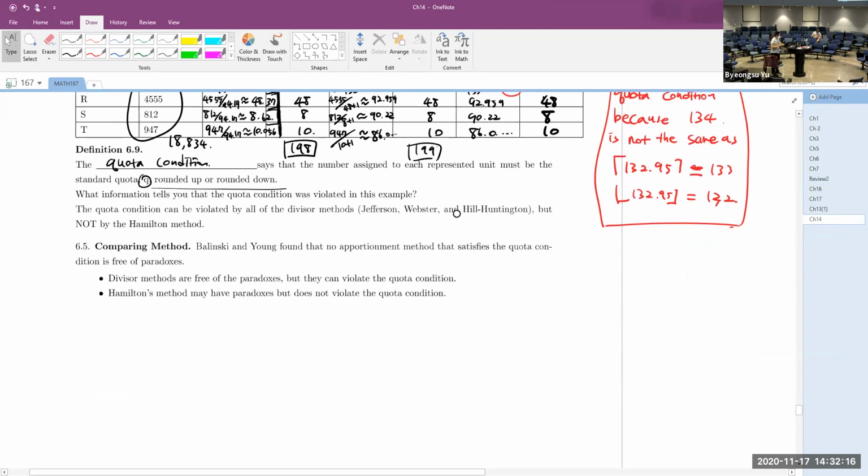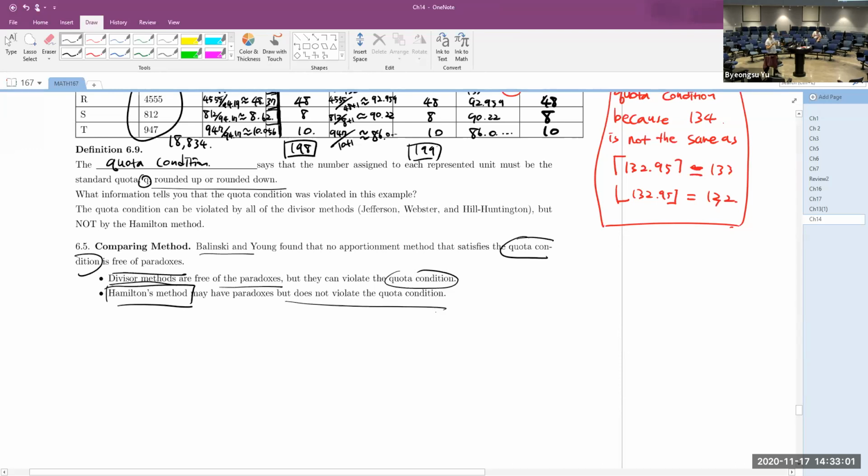Okay, so some researchers, Balinski and Young, found that no apportionment method that satisfies the quota condition is free of paradoxes. Which means that the divisor methods, like the Hill-Huntington method, Jefferson method, or Webster's method, are free of the paradoxes we see in those examples, but they can violate the quota condition, like in the previous example. But Hamilton's method may have paradoxes, as you saw in the previous example, but does not violate the quota condition.